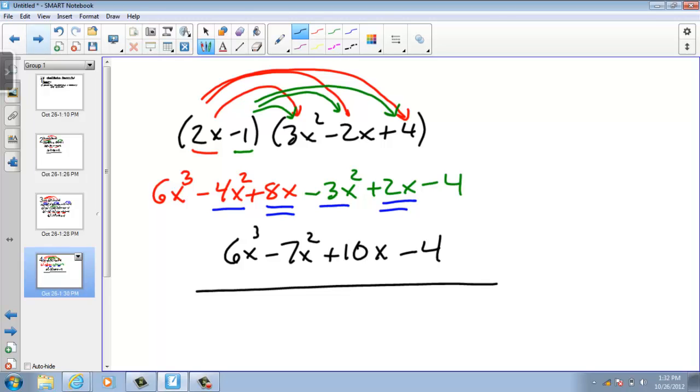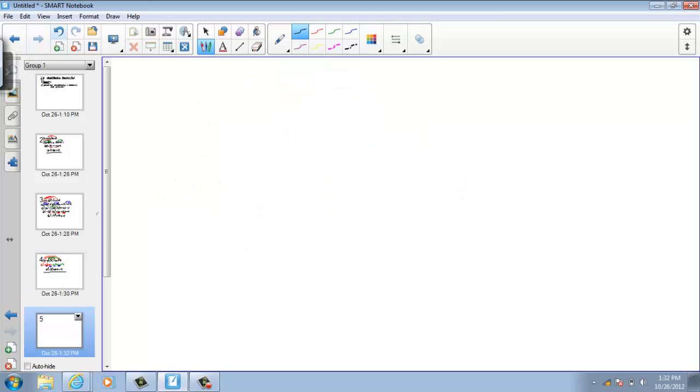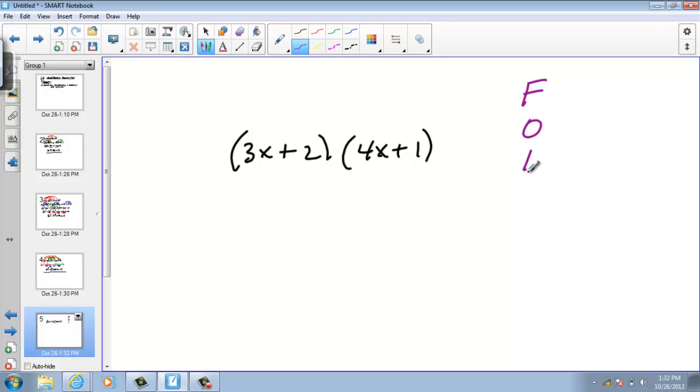Now let's look at our first example where we were multiplying two binomials. 3x plus 2, this is the same example as our first one, times 4x plus 1. Now there are going to be many occasions that you're going to be multiplying two binomials. And from here on out, I'd like you to use this method. I want you to think of the acronym FOIL. And FOIL is an acronym, as I said, where each of the letters represents the first letter of another word.